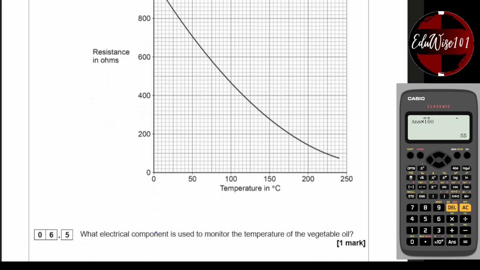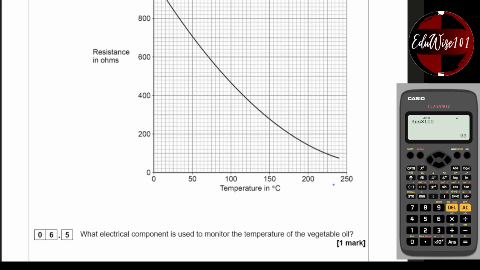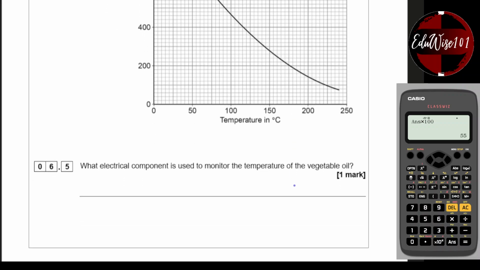So what electrical component is used to monitor the temperature of the vegetable oil? Well, you would use an electrical component called a thermistor, right? And it has a circuit symbol which looks like this, a rectangular box and a line going through like that. That's a thermistor symbol.